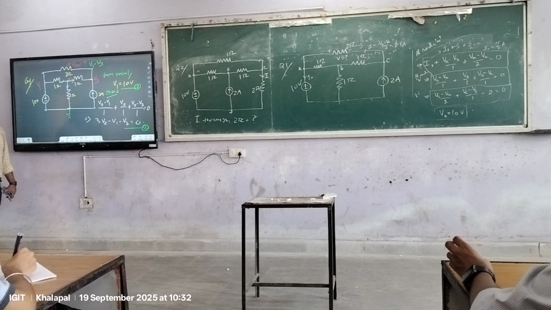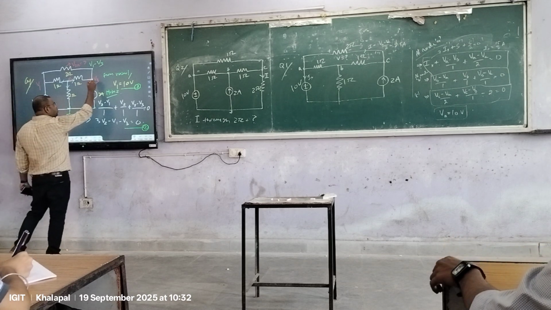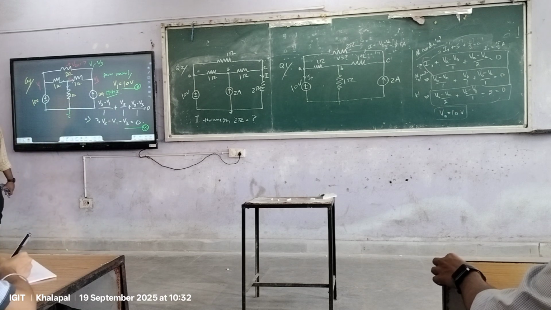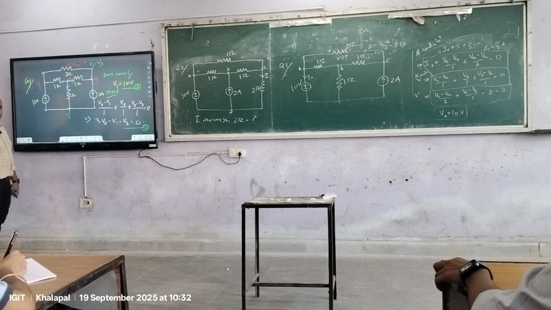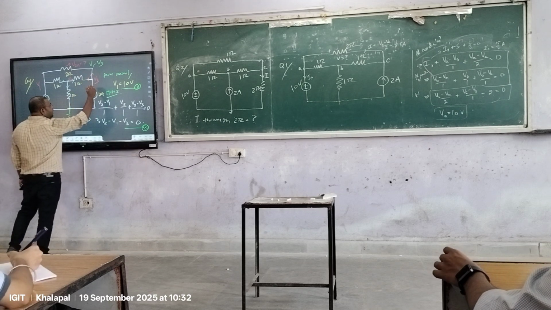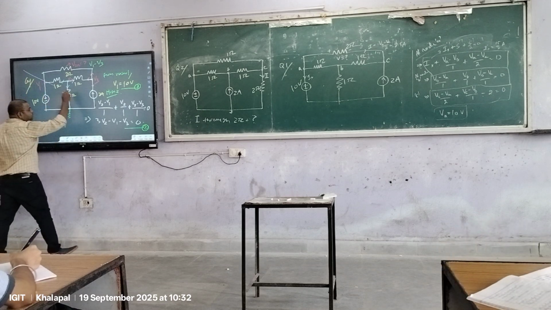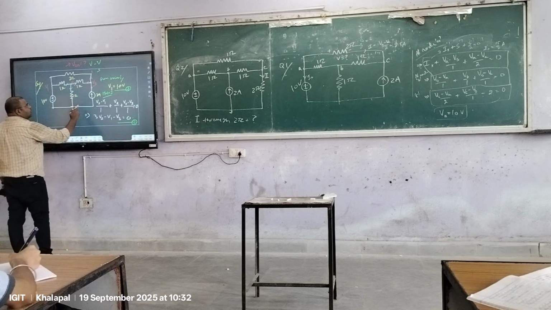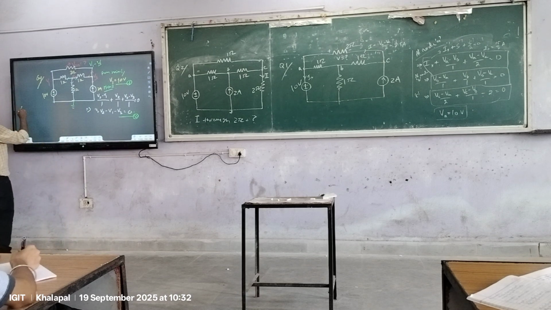Whenever you are considering a node, you have to assume that the potential of this node is more than the other nodes. That means the current will flow from that particular node to the other nodes. So here the current direction is going to be in this direction, this direction, and also this direction. Okay. So at node 3, what will be the nodal equation? Tell me.